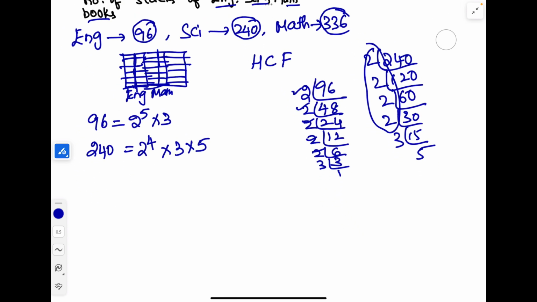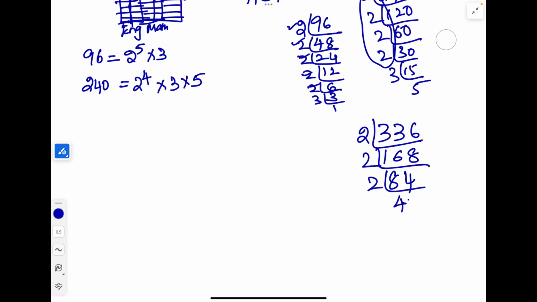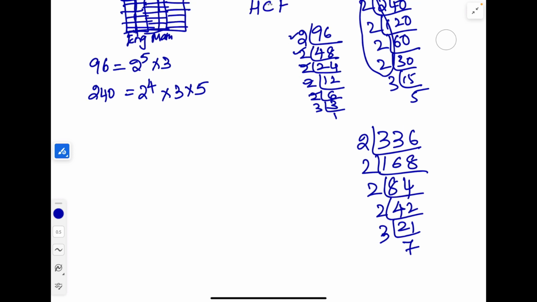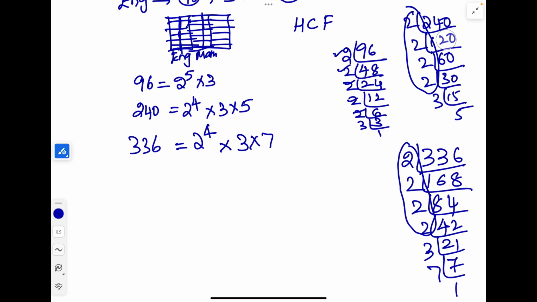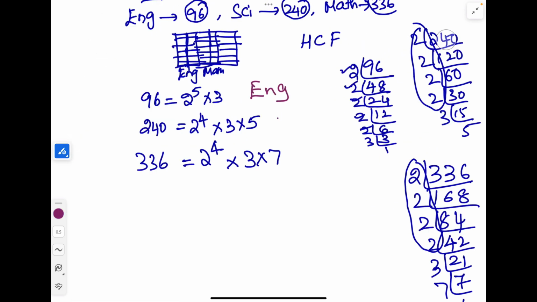Now math, 336 books are there. Let us take the prime factors. 2 times 168, 2 times 84, 2 times 42, 2 times 21, 3 times 7, and 7 times 1. So 336 can be written as 2 power 4 into 3 into 7, right? So these are English books, science books, and these are math books.